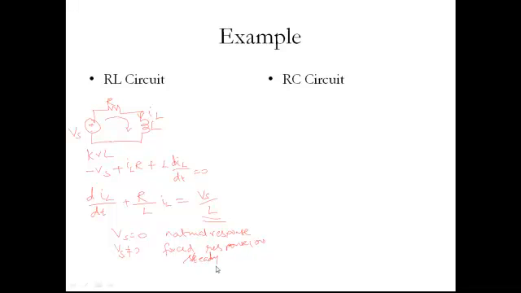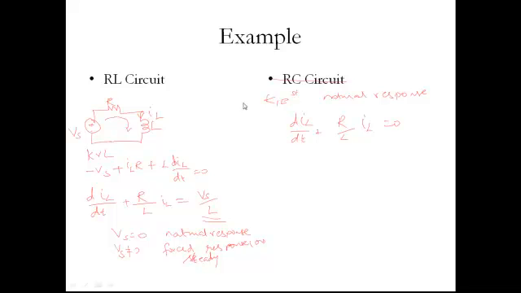We will see RC later. Now we are assuming a solution K1 e power st. Let us consider the natural response, which is nothing but input equal to 0. So dIL divided by dt plus R by L into IL equals 0. This is the natural response, and for it the solution is K1 e power st.